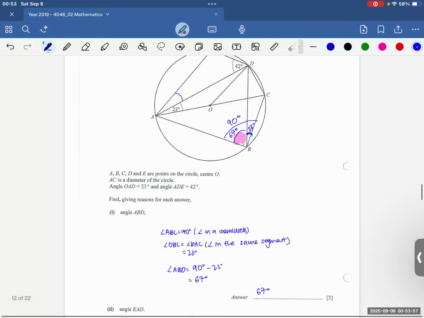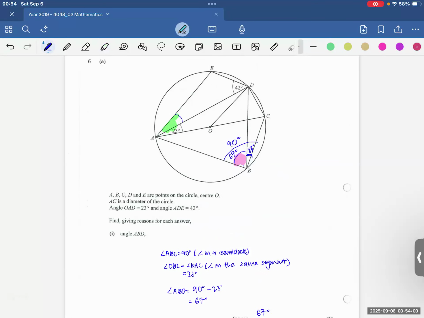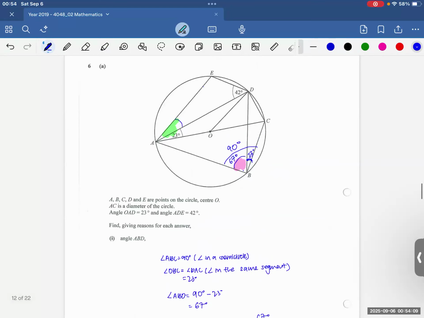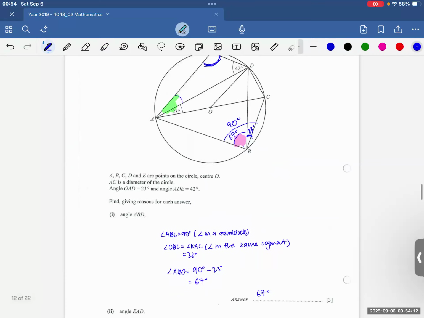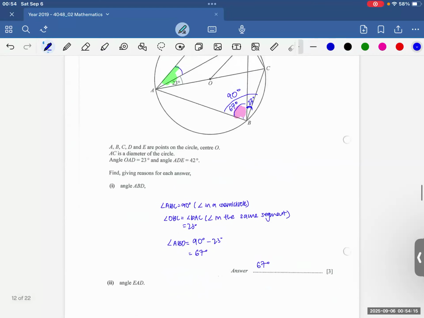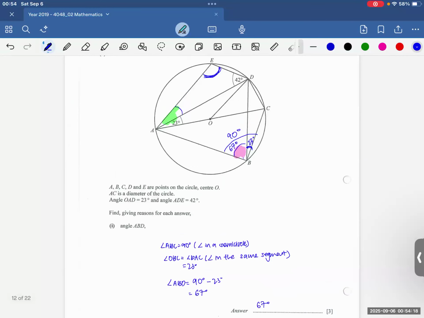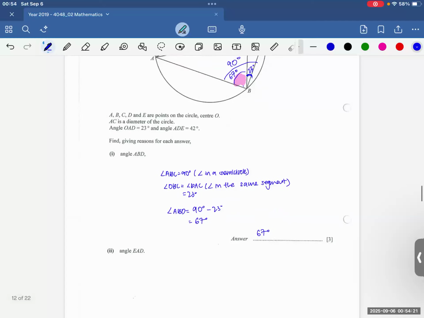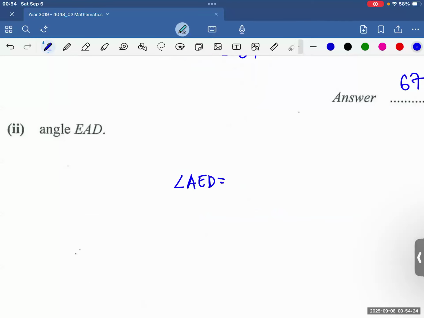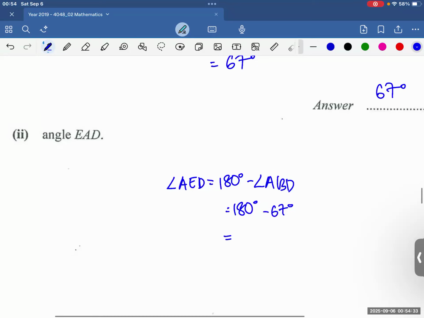Now we want to find angle EAD. So EAD is over here. How are we going to do that? Angle EAD is actually quite simple. We first find angle AED, which is over here. Angle AED is just 180 minus ABD. Why? Because they are angles in opposite segments. So angle AED equals 180 degrees minus angle ABD, which equals 113 degrees. So we write here, angles in opposite segments.